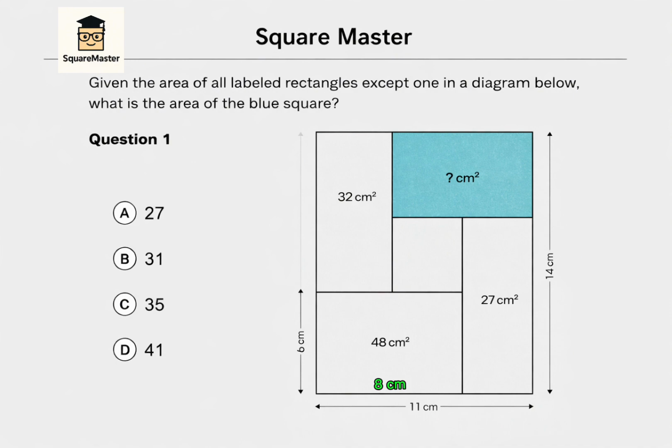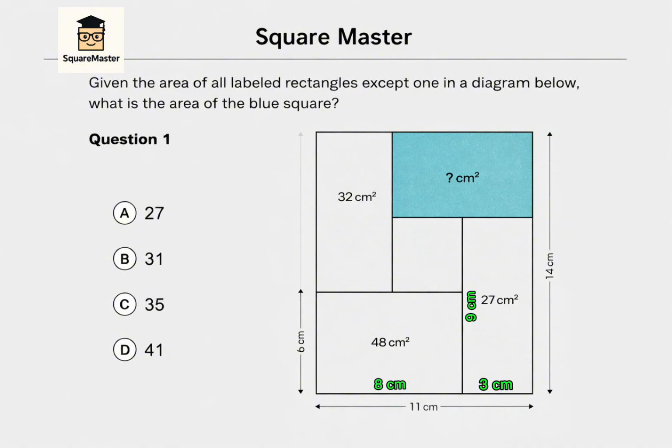Now look at the bottom of the figure. The total width is given as 11 centimeters. We already know that 8 centimeters of that width belong to the rectangle with area 48. So to find the width of the right rectangle, the one with area 27, we subtract. 11 minus 8 equals 3 centimeters. Now we know area equals 27, width equals 3. So once again, we divide. 27 divided by 3 equals 9 centimeters. This gives us the height of that right side rectangle.